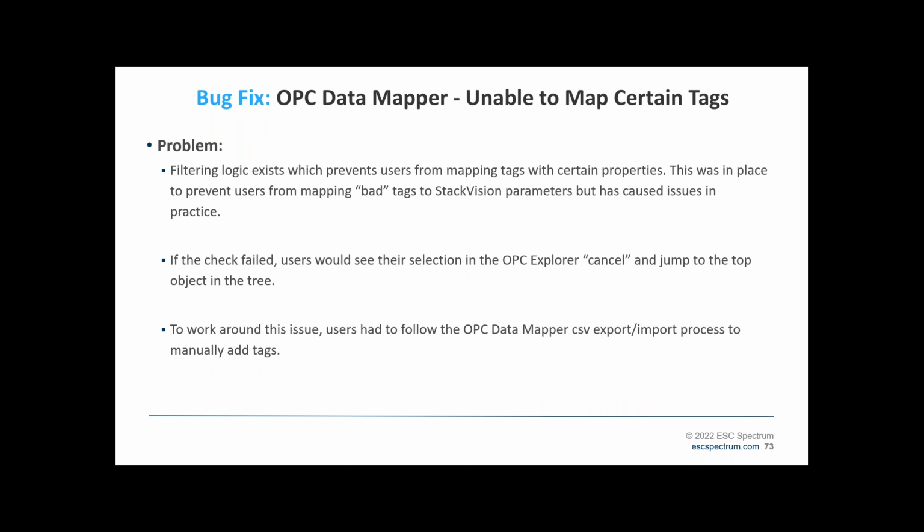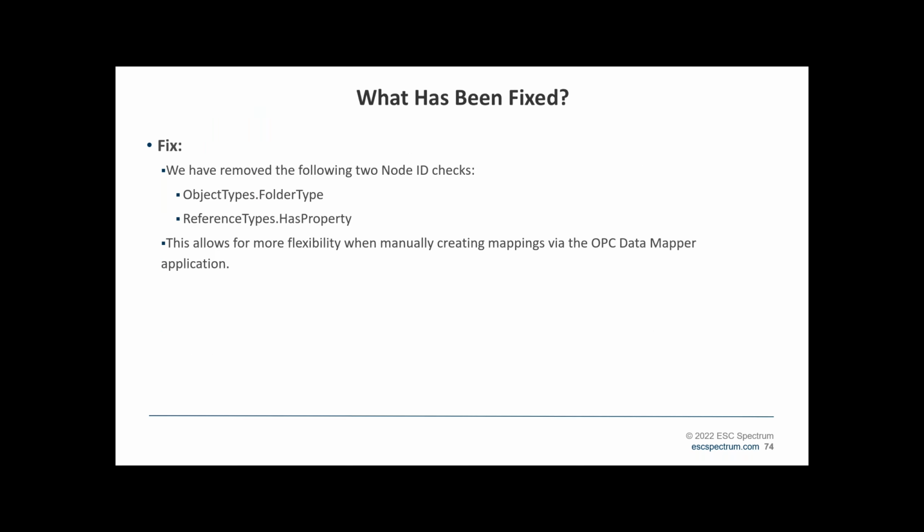OPC Data Mapper unable to map certain tags. The filtering logic, which prevents users from mapping tags with certain properties, was put in place to prevent mapping bad tags to StackVision parameters. To get around this, users had to import files to manually add the tags. Now the two node ID checks, object types, and reference types have been removed.